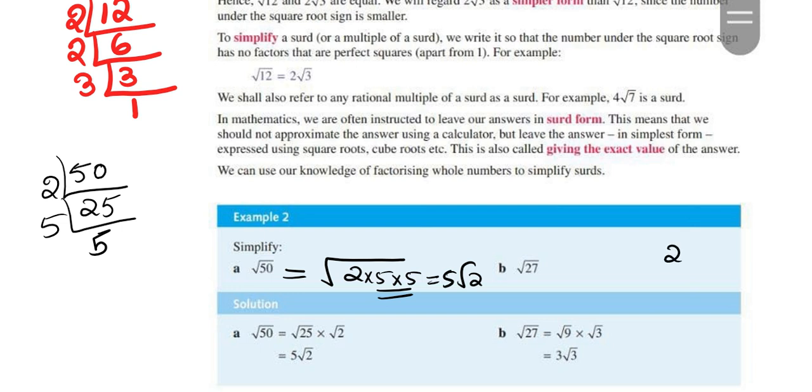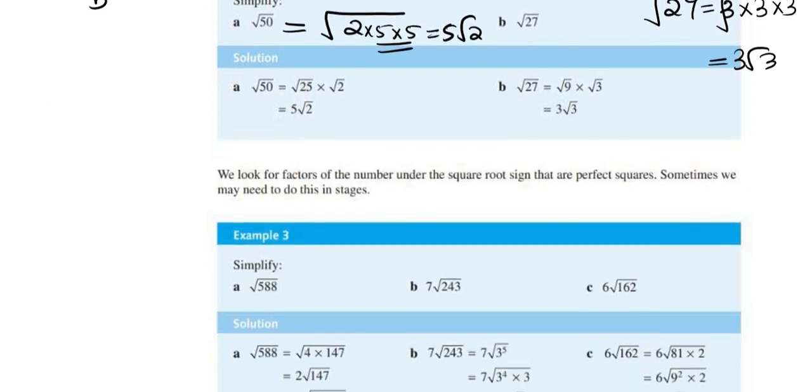Prime factorization of 27 is 3 times 3 times 3. So taking the square root, you will get 3 times root 3. Or just try to find out whether it is a perfect square multiplied by any other number. Just write it as a perfect square and another number, then you will get the exact value. Otherwise, take the prime factorization of that number.